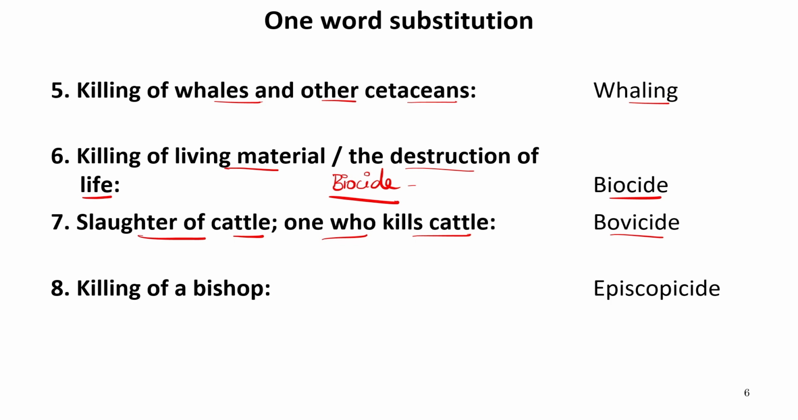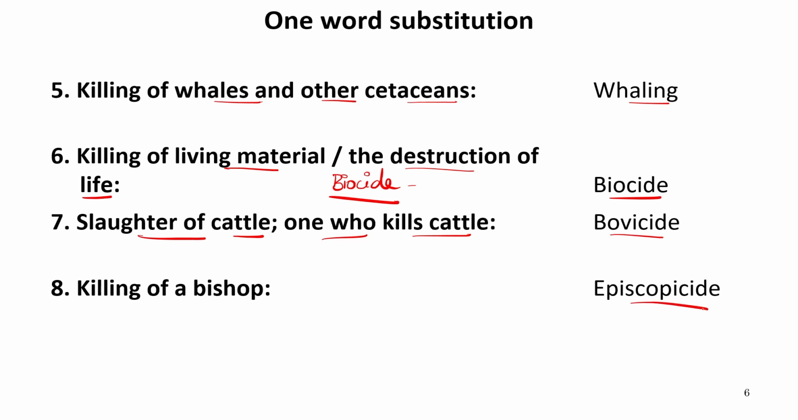Now, because these are only the names of killings, we are not talking about something which is dangerous over here, but we are just learning the words, learning the names of these words, because these words are asked in our exam and also will be asked in our exam of any competition. Killing of a bishop. Now, this is known as episcopicide.